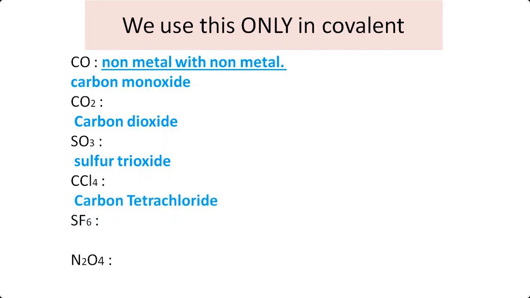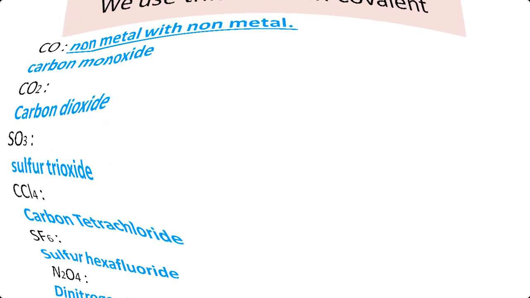Here we have sulfur with fluorine. Both of them are nonmetals, so it's a covalent compound. We write sulfur as it is, and we have hexafluoride. What about N2O4? We have two nitrogens, so we say dinitrogen tetroxide. So these are the rules for naming covalent compounds.